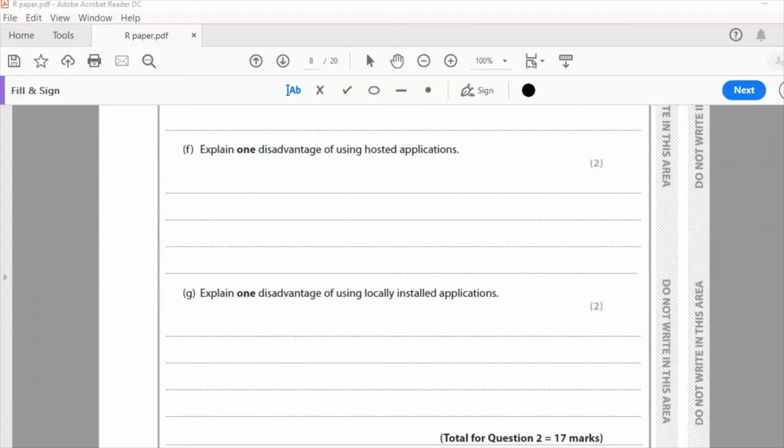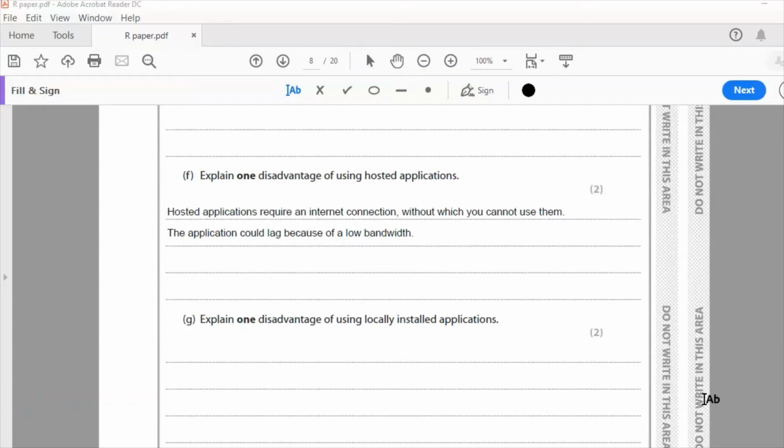Question 2F. Explain one disadvantage of using hosted applications. Hosted applications are online, cloud-based applications, and what cloud means is someone else's server. So using someone else's server, there are applications on there. And the advantages of that are you get the most up-to-date software, you can use it anywhere you've got internet connection. That's also a disadvantage. You need an internet connection. If you haven't got that internet connection, you can't use the hosted applications.